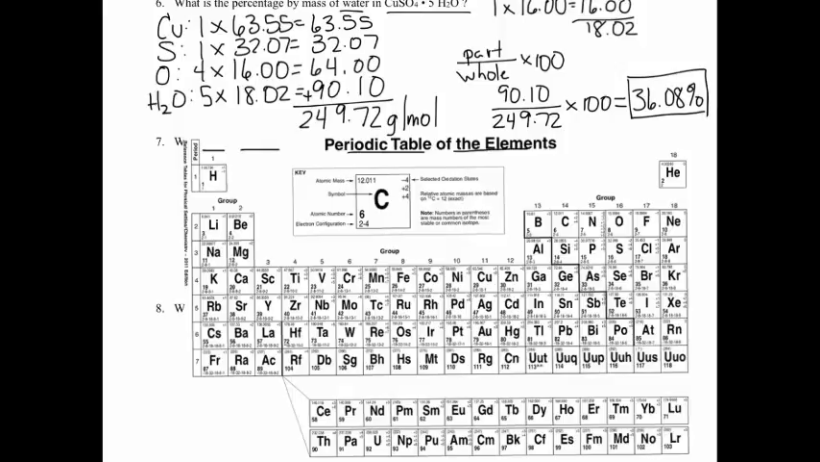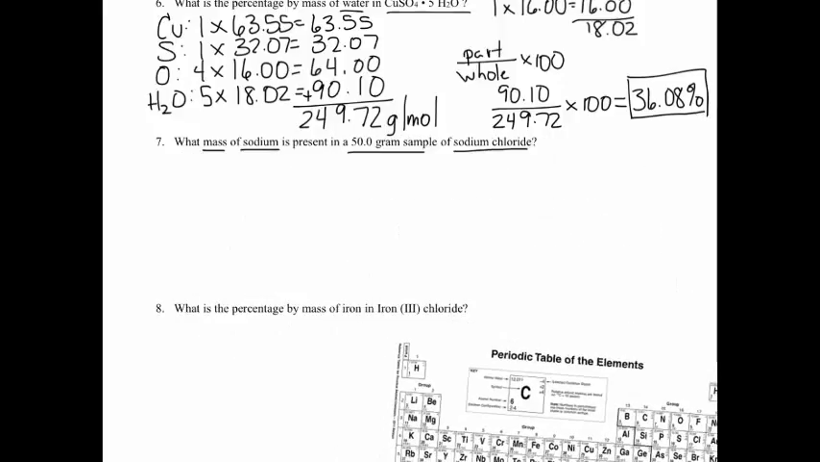Here's sodium, it's a +1. Here's chlorine, it's a -1. Their oxidation numbers are going to cancel out. We don't need any subscripts. We do need to figure out the proportion of sodium in the sodium chloride.